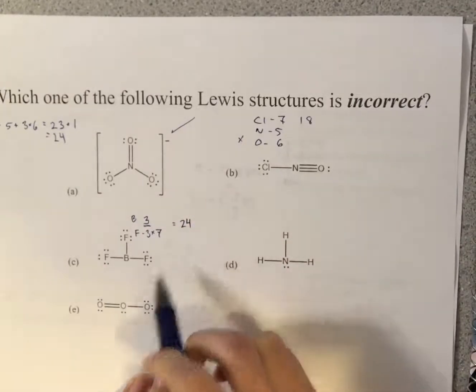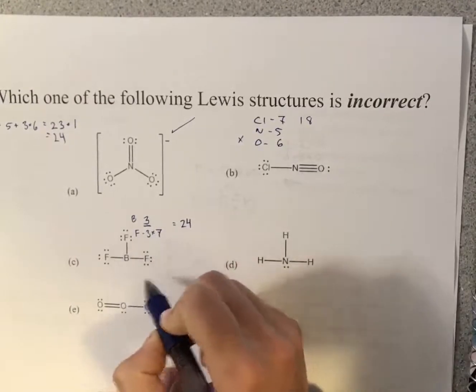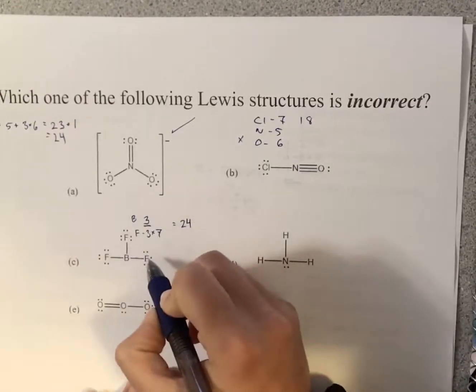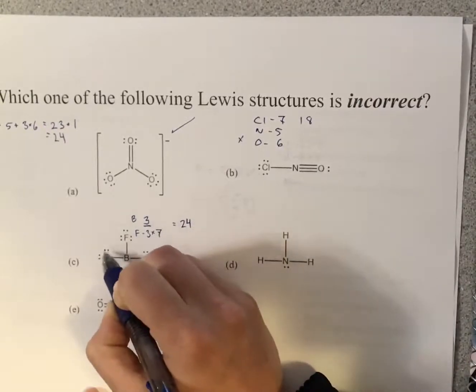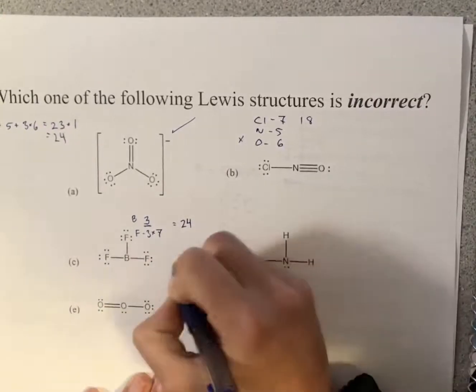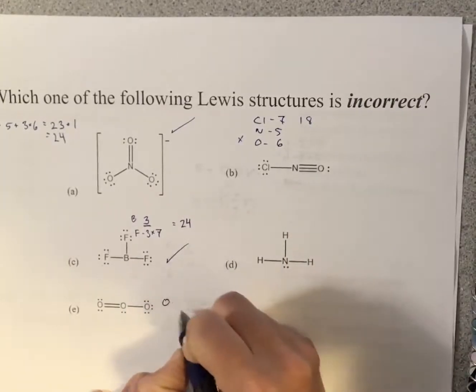So let's count up and see if we have the right number. So 2, 4, 6 for the bonds. 7, 8, 9, 10, 11, 12, 13, 14, 15, 16, 17, 18, 19, 20, 21, 22, 23, 24. So that guy's good. Okay, oxygen is pretty easy.